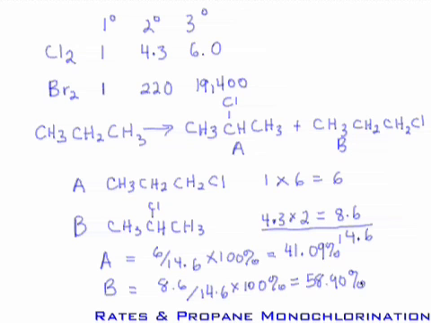Okay, now you notice this is very close to the 55-45 that we actually got experimentally. The variation is probably due to the variation in the relative rate numbers. What about bromination? What if we replace this now and we do the same thing for the bromination?